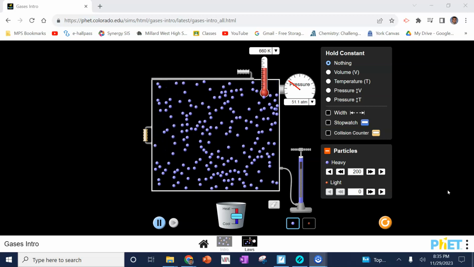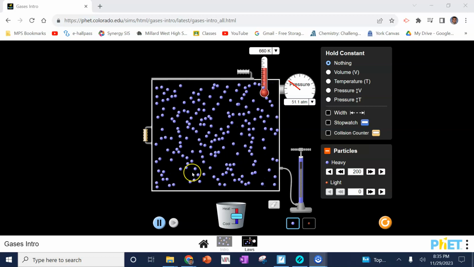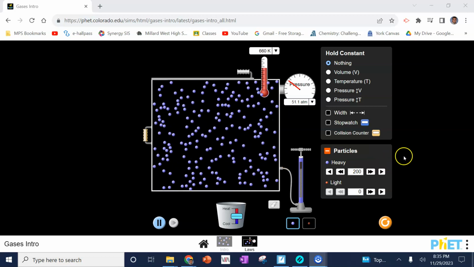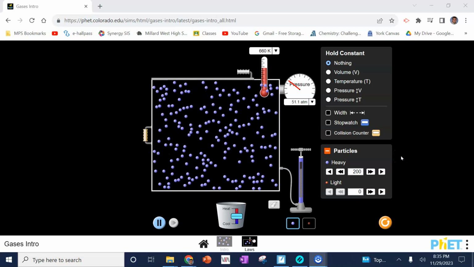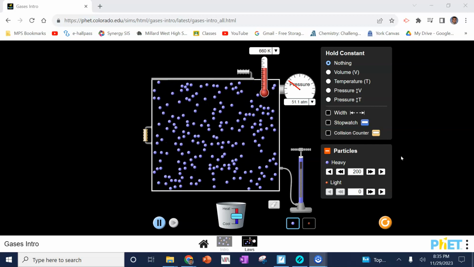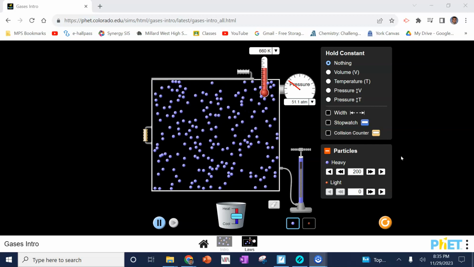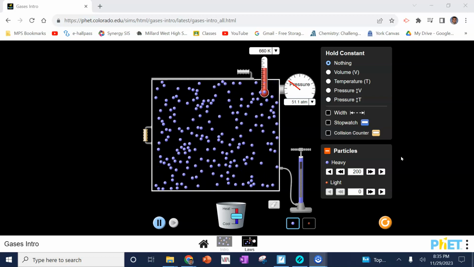First thing I want you to observe is that we have a container that has gas particles in it. You'll notice that the gas particles are moving around rapidly and randomly, and they kind of go in straight lines until they collide into something. Either they'll bounce into another gas particle or possibly the walls of their container. We have some observable characteristics here.